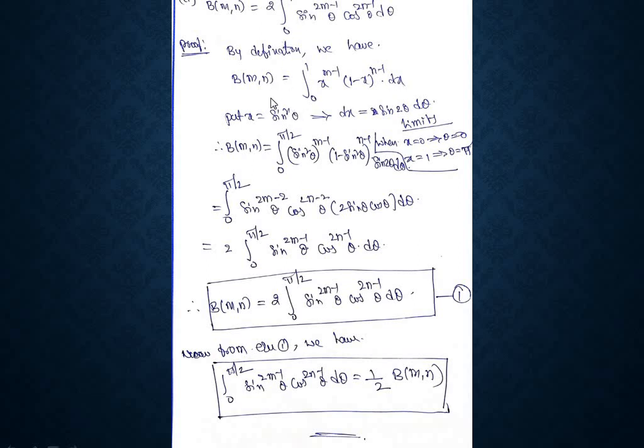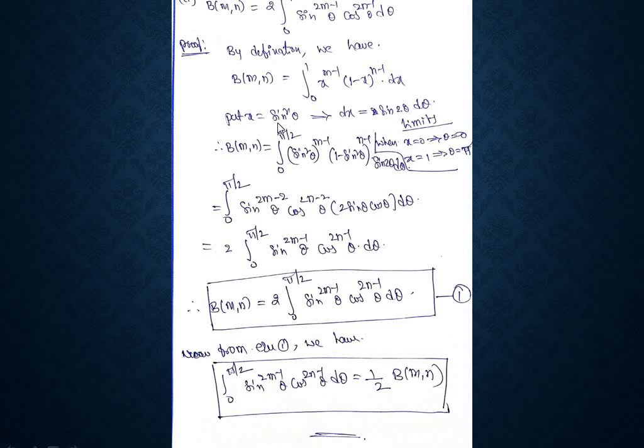Put x is equal to sine square theta. We have to remember this substitution. Then this property is very easy to prove. All the students have to remember this substitution in the exam. Simply we put x is equal to sine square theta. By taking the differentiation on both sides, dx is equal to 2 sine theta, and the derivative of sine theta is cos theta, with d theta. 2 sine theta cos theta, that is sine 2 theta d theta.